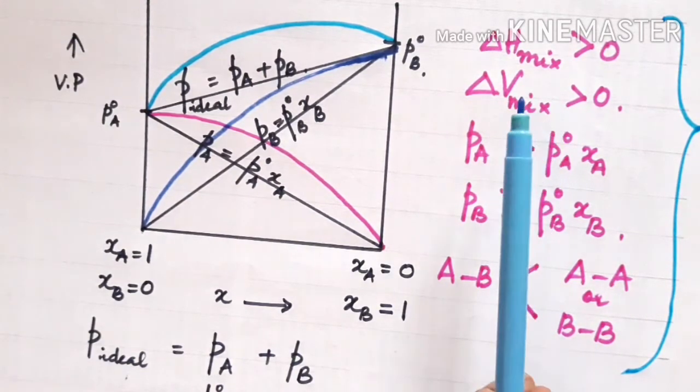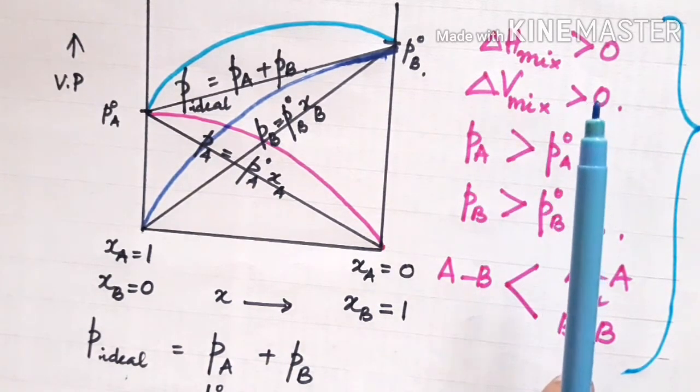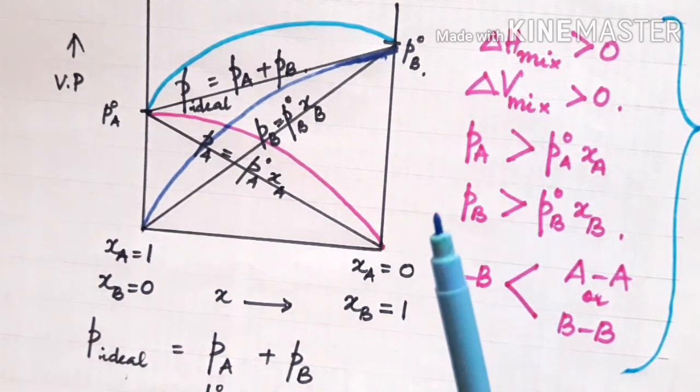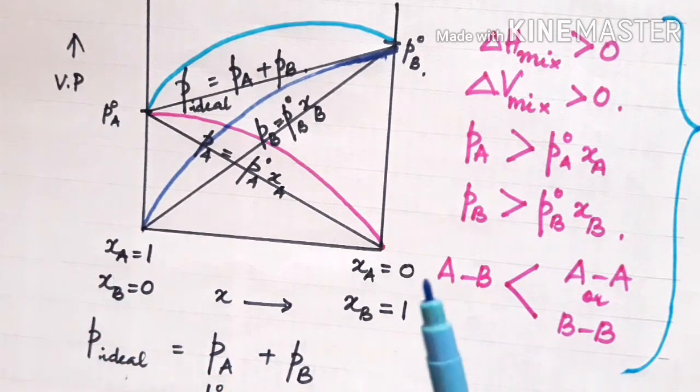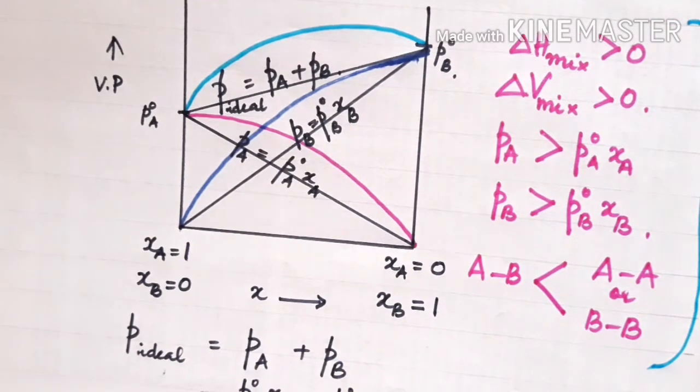Coming to delta H of mixing greater than 0. Delta H of mixing greater than 0 means delta H of mixing should be positive. That is, when A and B are mixed together, it should form a cooler solution, that is, it should absorb energy, or it is an endothermic reaction. We say that this is a solution which shows positive deviation from Raoult's law.